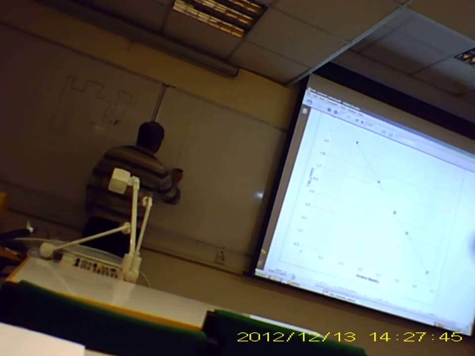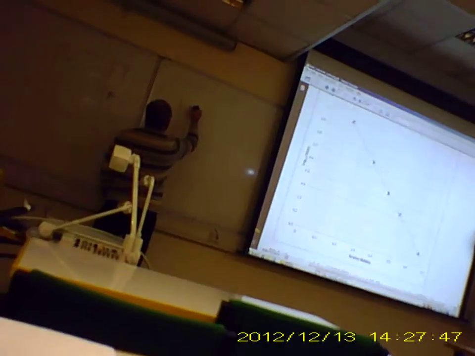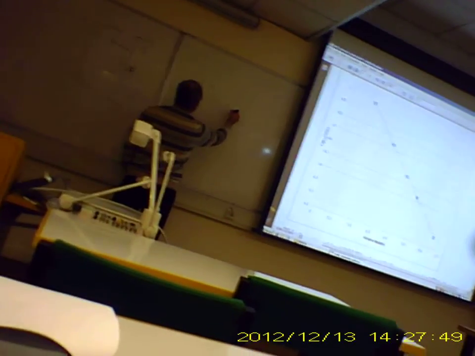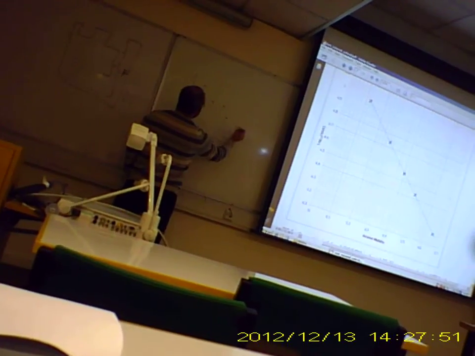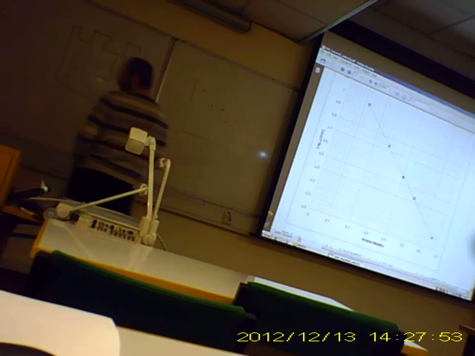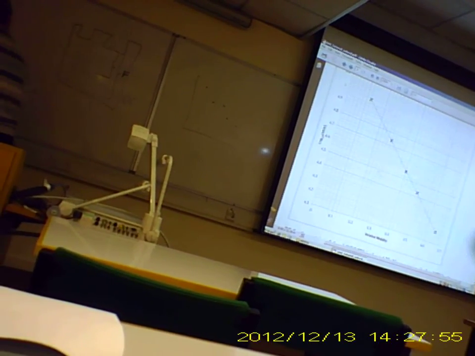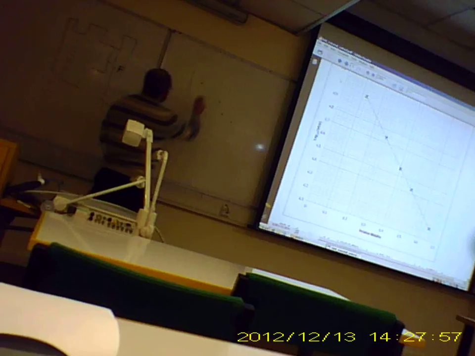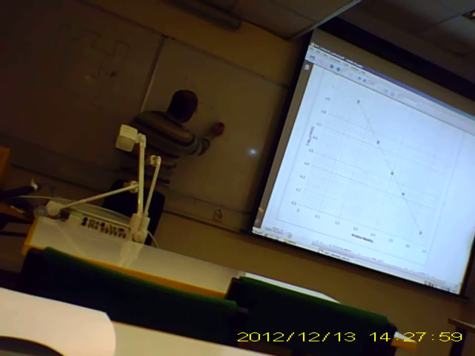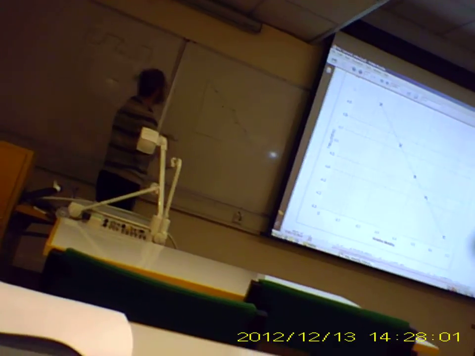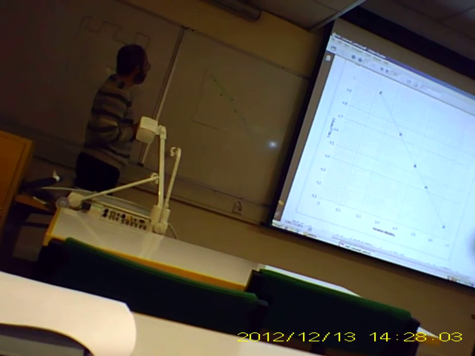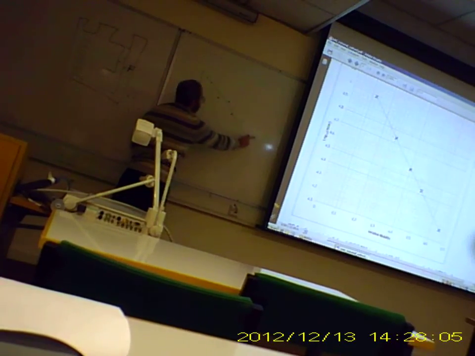So let's say on your graph paper your dots are something like that. You then take the ruler and draw the line in a way that will minimize your standard error. Okay? And this is your calibration curve.